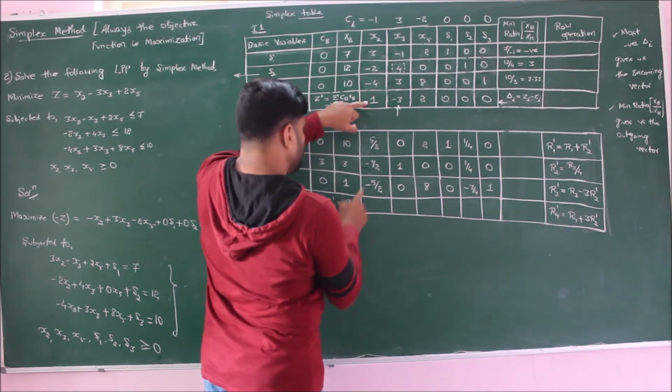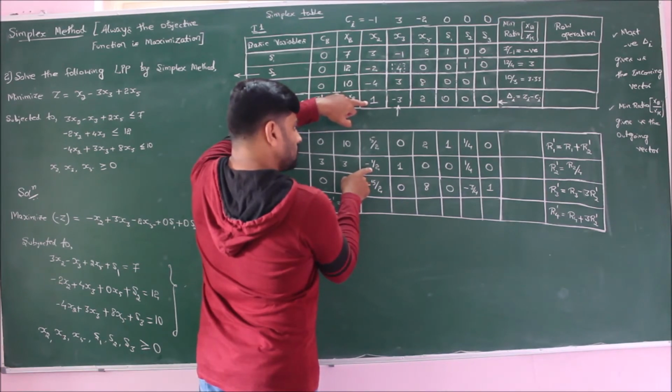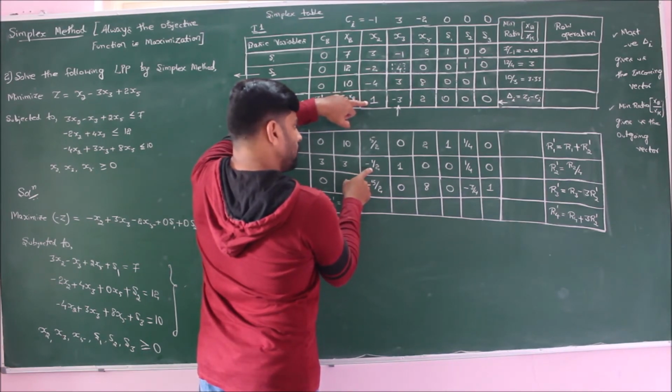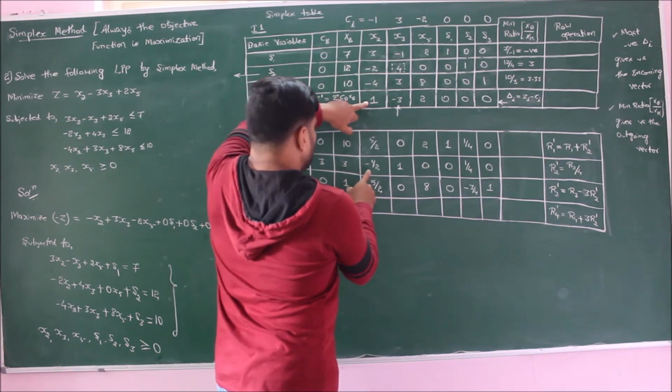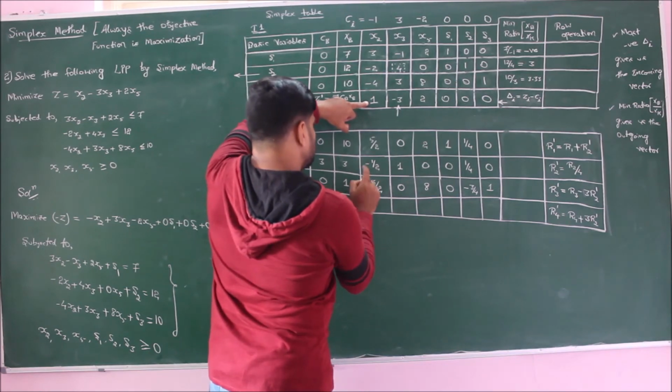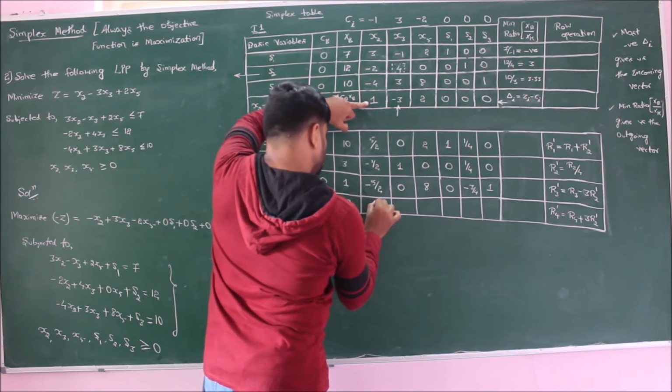Next I have 1 plus 3 of minus 1 by 2. I'll get 1 minus 3 by 2. So 1 minus 3 by 2 is minus 1 by 2.